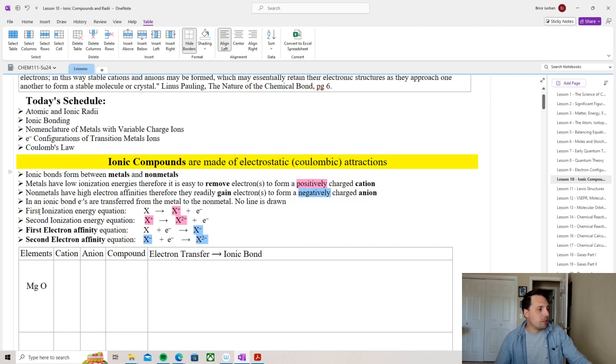To remind you of what a first ionization energy equation looks like, we have some metal with the symbol X, and we apply an energy, and as a result, we get a positively charged cation and an electron that's emitted. And then if we were to go and remove another electron, we would start with that cation and remove one more electron. The electron affinity equation is the opposite, where we start with a neutral atom and add an electron to form a negatively charged anion. And we can do that multiple times. And we call those second and third electron affinities.